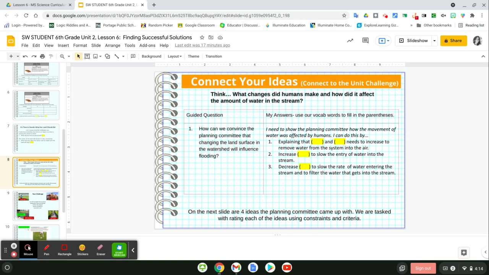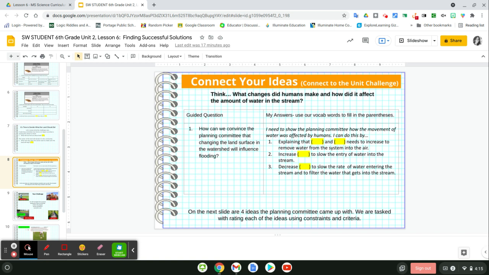The question is how can we convince the planning committee that changing the land surface in this particular watershed, the park, will influence flooding? So we're going to make another change. How is that going to affect the flooding of the stream? Will it help the flooding? How will our change as humans affect the flooding? Will it affect it in a positive way? Will it affect it in a negative way?